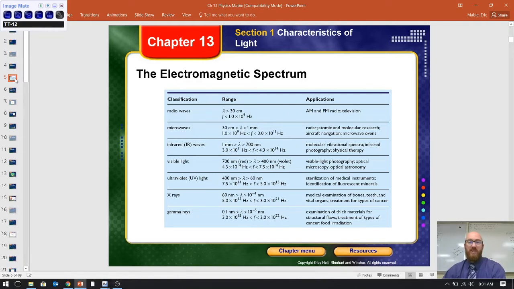Everything is either in nanometers, centimeters. I will tell you right now, you need to convert everything to meters. Convert everything to meters. Keep your life simple. If you don't know how to do the conversions, you need to come in and check with me. We'll get you straightened out. But you have to be able to convert from centimeters to meters, nanometers to meters, and do so quickly.